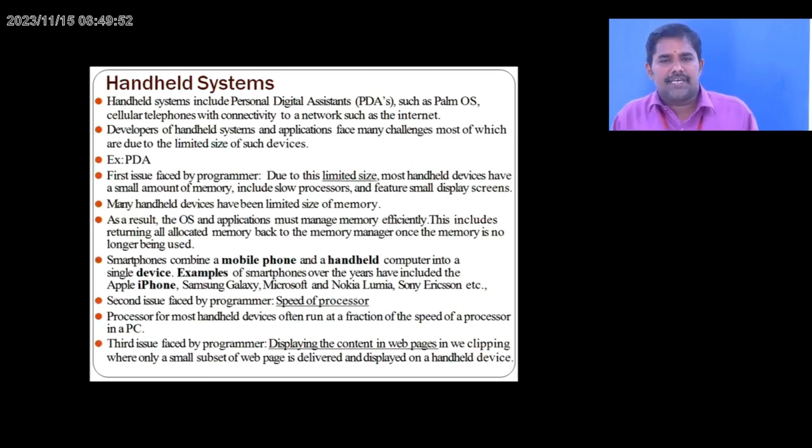A handheld system is a personal digital assistant, PDA. You can easily see it as a mobile phone. A smartphone combines a mobile phone and a handheld computer in a single device. Examples of smartphones include Apple, Samsung Galaxy, Microsoft, Nokia, Linux and Sony Ericsson. These are all examples of handheld systems.